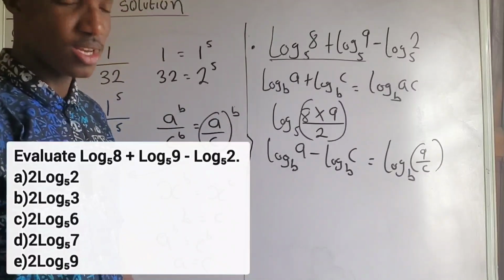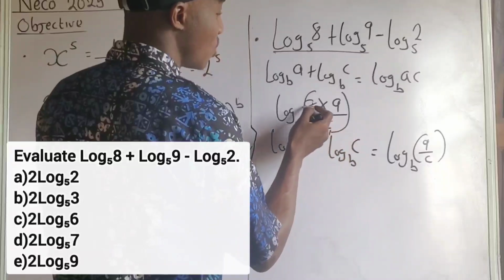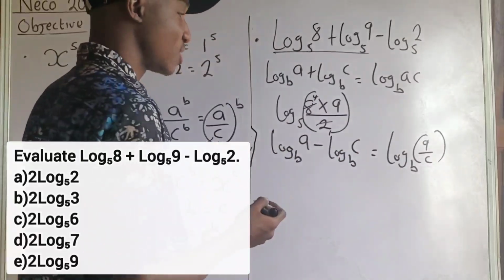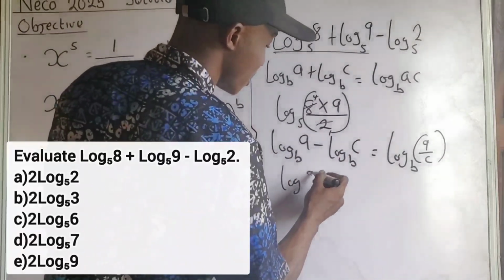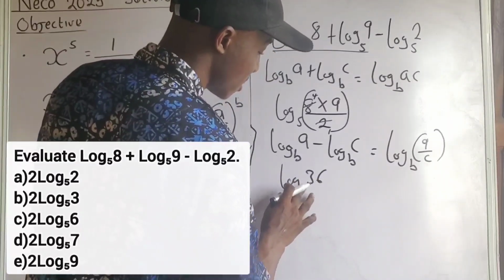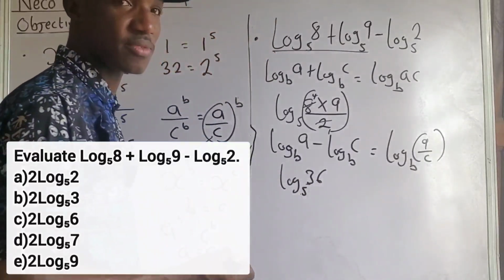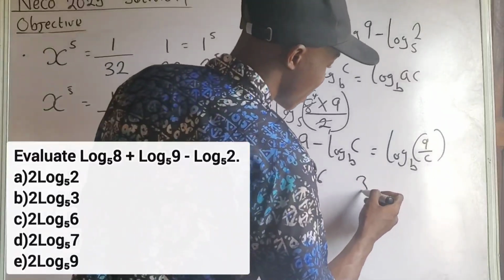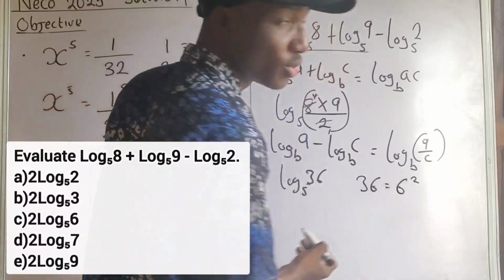Do you get it? Okay, so 2 into 8 is 4, 2 into 2 is 1. 4 times 9 is what? 36. So I have log 36 base 5. Now, 36 can be written as 6 raised to the power of 2, you know.